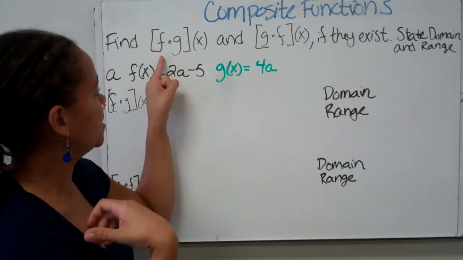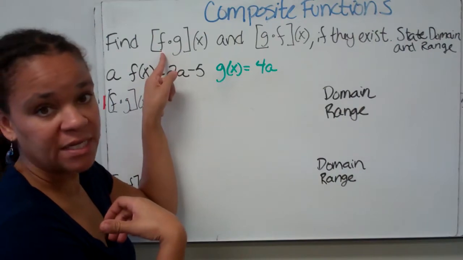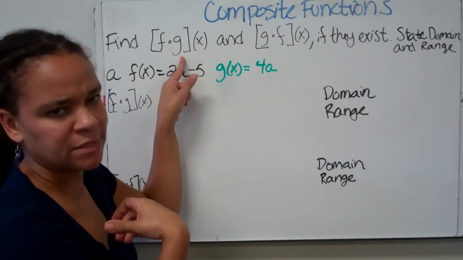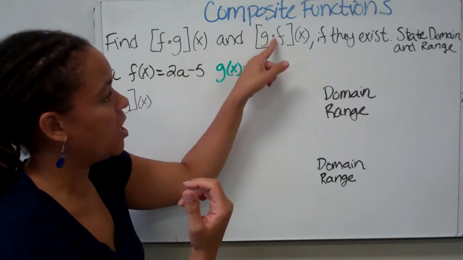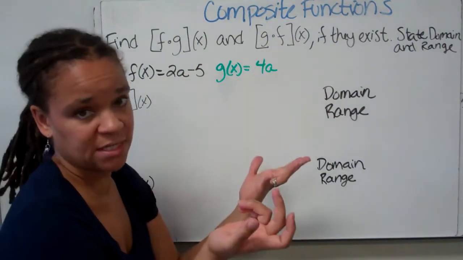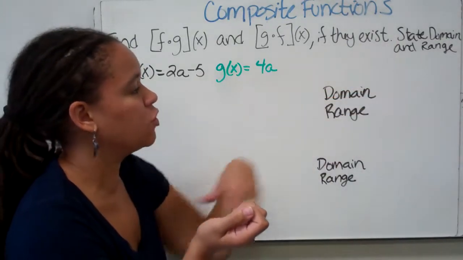If you see it written this way, you may see "find," the way we read this, f of g, it's not "fog," f of g of x. And you'll also see g of f of x, if they exist, we'll talk about that. And we want to state the domain and range.